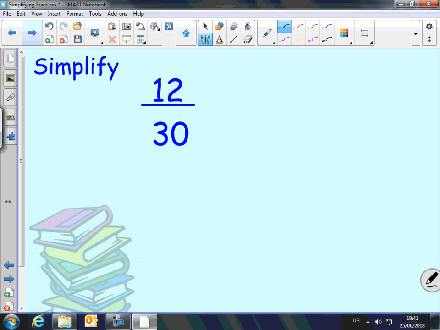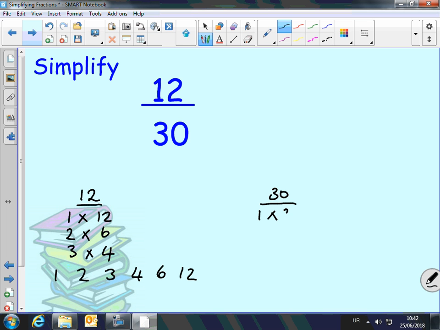The first example we're going to look at is 12 30ths, 12 over 30. If you like, you can write out all your factors of 12. That would be 1 times 12, 2 times 6, 3 times 4. Written out in order would be 1, 2, 3, 4, 6, and 12. Do exactly the same for 30. 1 times 30, 2 times 15, 3 times 10, 5 times 6, and that's us. Written out in order, we have 1, 2, 3, 5, 6, 10, 15, and 30.